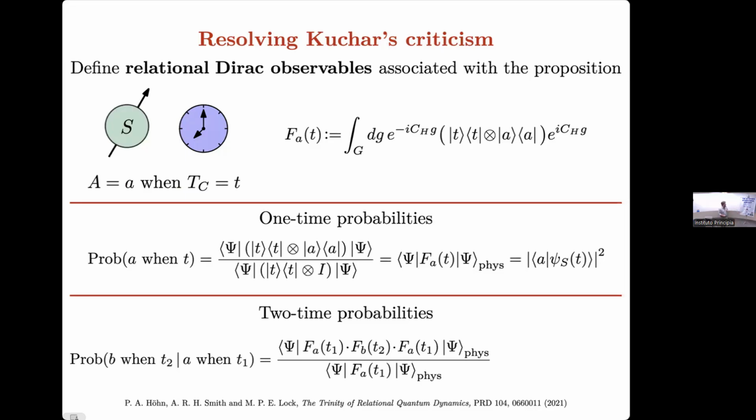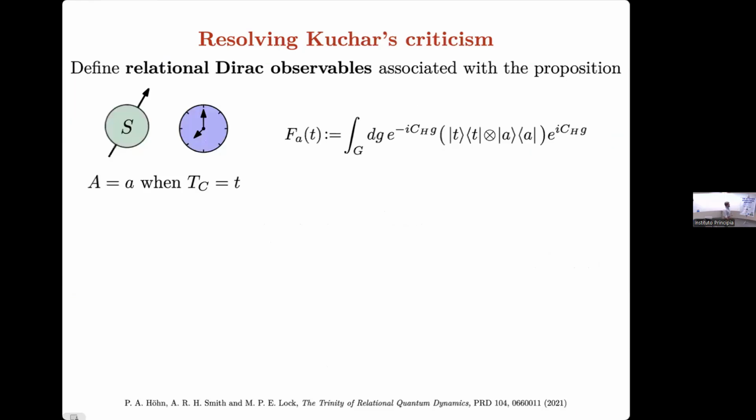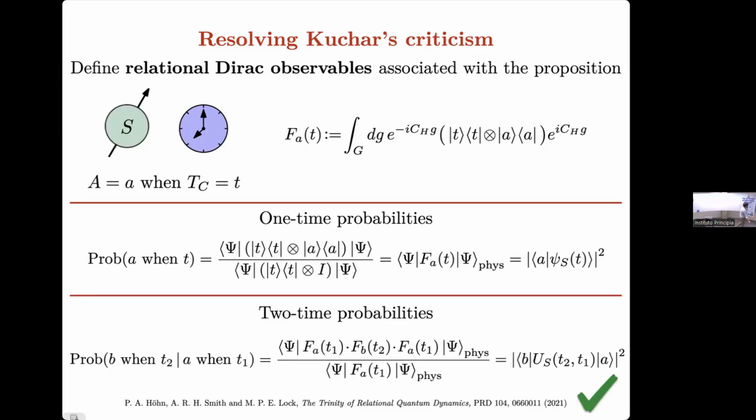Kukash wasn't doing this when he made his argument. So I agree, I went kind of fast here, but you recover the right propagator. I'm happy to say more about this in the coffee break. But the point is that you can overcome Kukash's criticisms in the way that he had imagined. For two-time probabilities, you use this G-twirl to construct these observables, which is the quantization of this perturbative expansion, and then this is just the standard conditional probability formula.